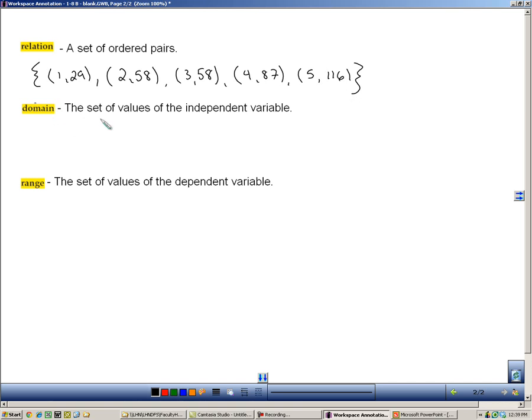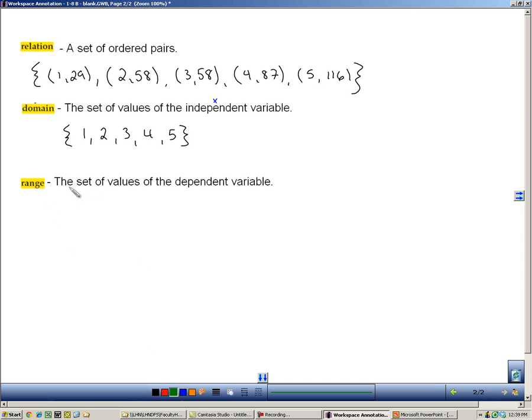Now a domain is the set of values of the independent variable. Remember, the independent variable is typically the x values. So when I go up to this relation, I'm going to make a set made up of all the x values. Well, what are those? 1 is the x value, 2, 3, 4, and 5. Those are all the different x values that I used in that particular relation. And so whatever your x values are, those are the values that you use in the domain.